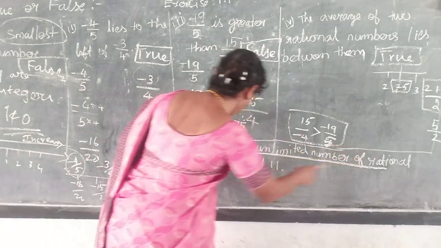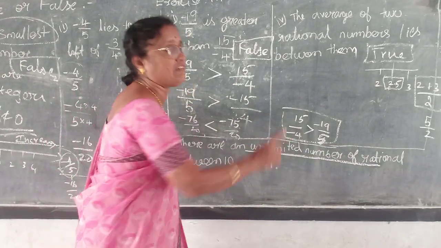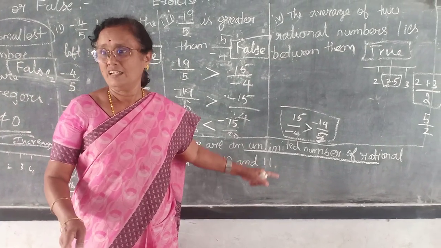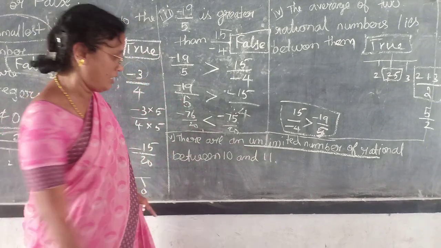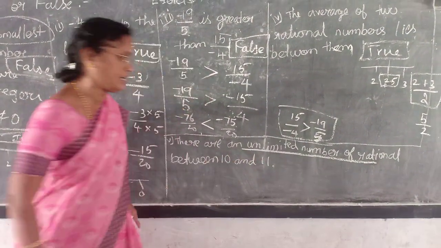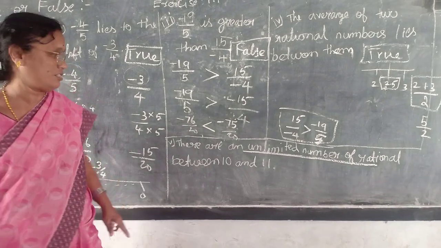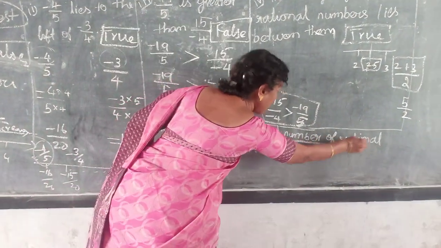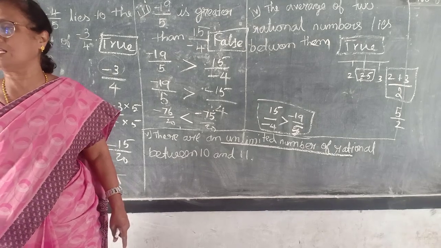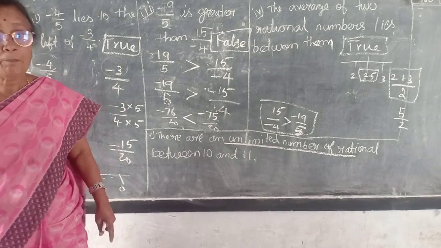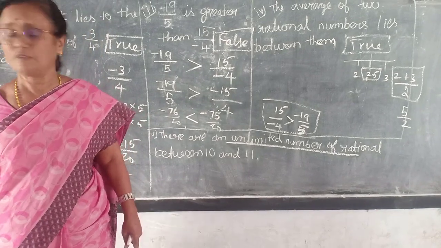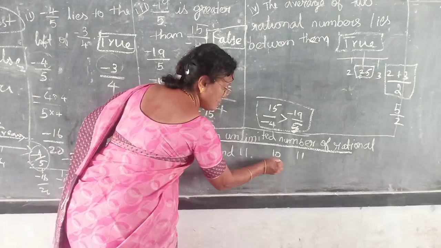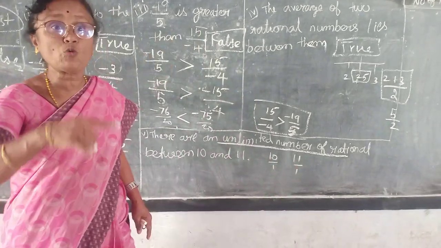There are unlimited number of rational numbers between 10 and 11, not only 10 and 11, any two numbers. How can we explain this? Just listen to me. Is there any natural number between 10 and 11? No, no. Very good. But they have given there are unlimited rational numbers between them. A rational number is in the form of p by q. So I am taking 10, next one 11.